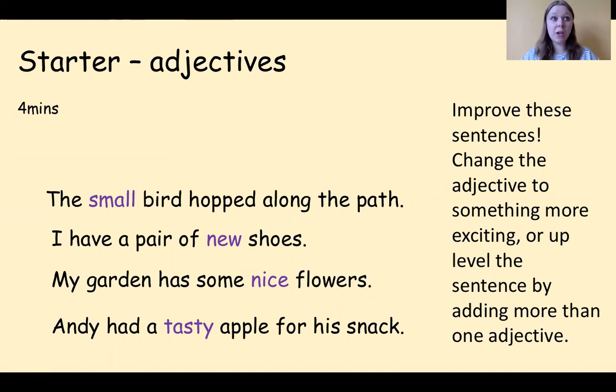Or you can go even further than that, and you can add more than one adjective to make it more exciting. So we've got here, the small bird hopped along the path. I have a pair of new shoes. My garden has some nice flowers. Andy had a tasty apple for his snack.